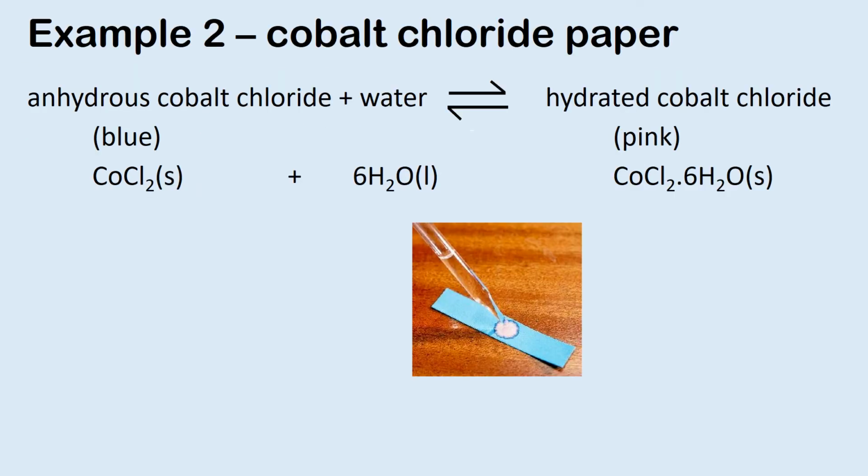Okay, so example number 2 is something called cobalt chloride. It says cobalt chloride paper because paper is commonly soaked in cobalt chloride and used in chemistry labs to test for water, and we'll look at how we could do that in a second. So the chemical we're using is something called anhydrous cobalt chloride. The word anhydrous means without water, and that's this lovely blue colour. So this little strip of paper down here has been soaked in anhydrous cobalt chloride, hence it's blue.